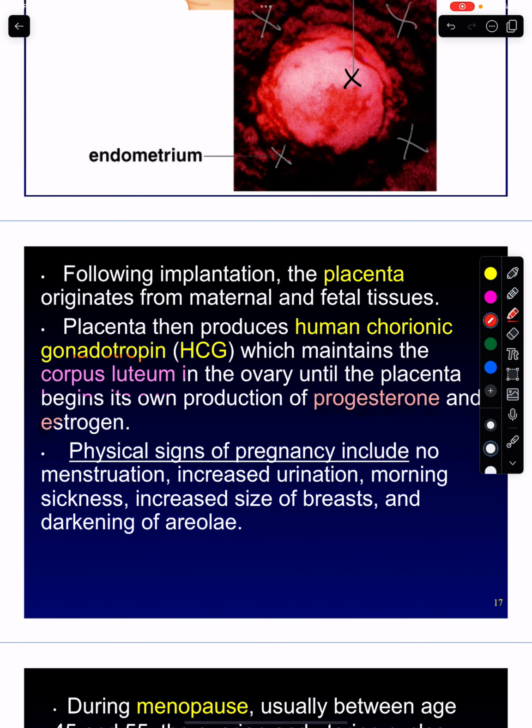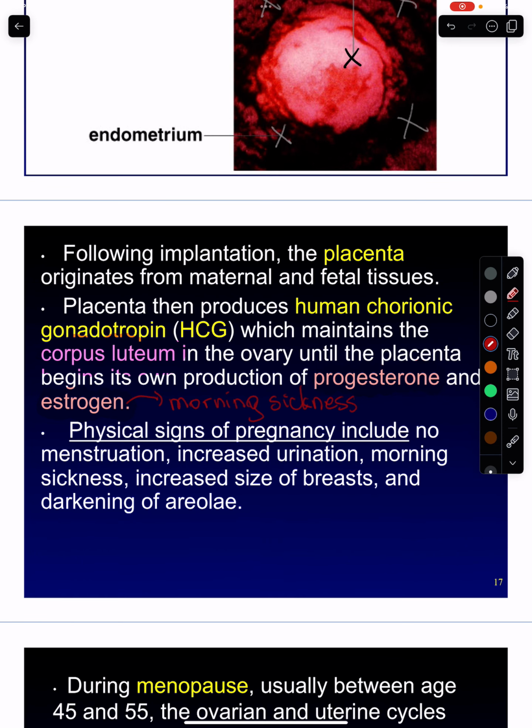The levels of estrogen are responsible for the morning sickness, right? So I'll make a little note of that. But it's a bit of a misnomer because it doesn't just happen in the morning, right? Morning sickness, it can happen all day long. It's just really high levels of estrogen, right? And that's what causes that.